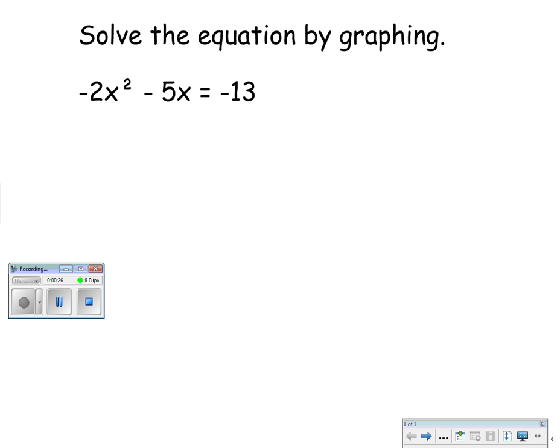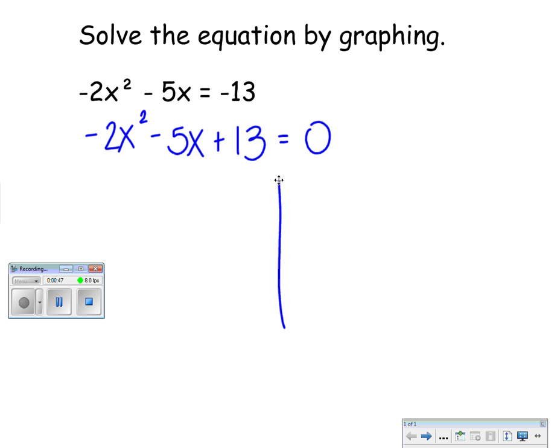So if you have a graphing calculator, it's really easy to find your solutions. We have the equation negative 2x squared minus 5x equals negative 13. If you're going to solve this by graphing, the first thing you need to make sure is that it's set equal to 0. So negative 2x squared minus 5x plus 13 equals 0. So we have it in standard form, it's set equal to 0.